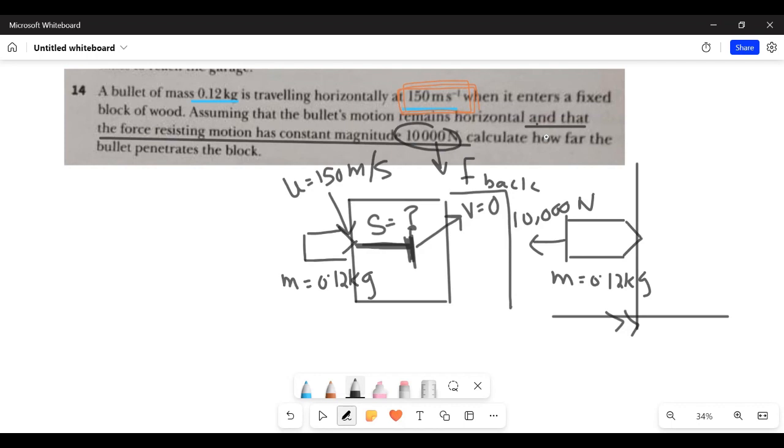So when it penetrates into the wood, eventually it stops at a particular point. So v is going to be 0, not the other way around.